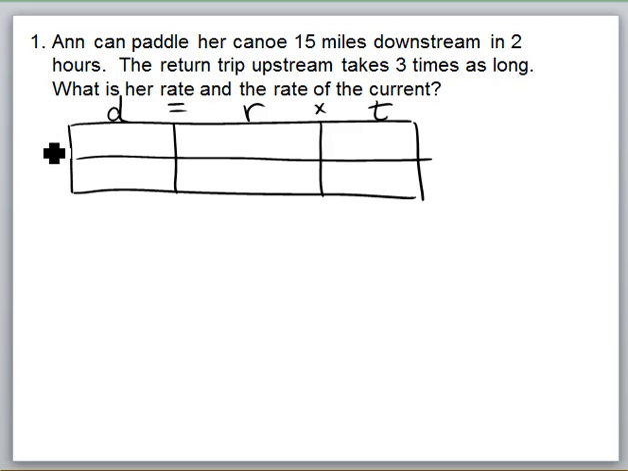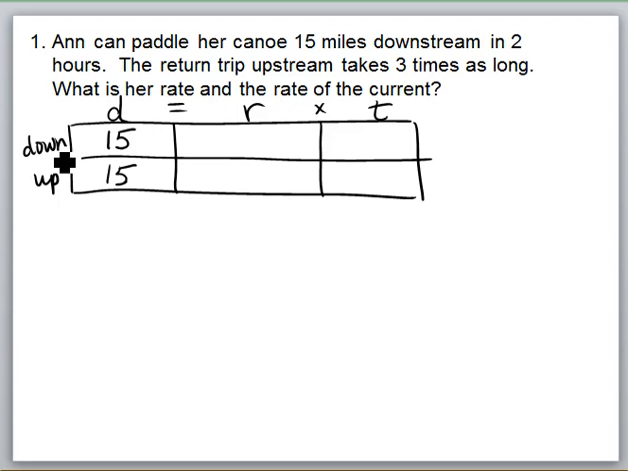What we have going in over here is, it says Anne can paddle her canoe 15 miles downstream in 2 hours. The return trip upstream takes 3 times as long. So we've got downstream, and we've got upstream. Either way, it's still the same distance. It's 15 miles she's traveling downstream, and it's also 15 miles that she's traveling upstream. Her rate is the unknown, and we'll deal with that in a little bit.